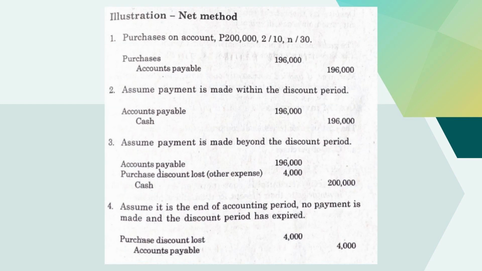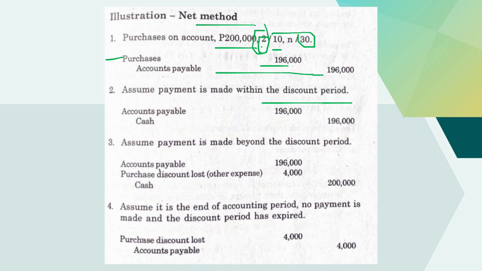Next, what if net method naman ang gamit mo? So, again, purchase on account amounting to 200,000 with a discount of 2% kapag nagbayad ka within 10 days, and then no discount na siya kapag na-reach mo yung 30 days. So, debit purchases, 196,000 and credit accounts payable, 196,000. Ibinawas mo na yung 2%. Assumption, nabayad mo siya within the period. Okay, tama lang na i-avail mo yung 2%. Debit accounts payable, credit cash in the amount of 196,000.